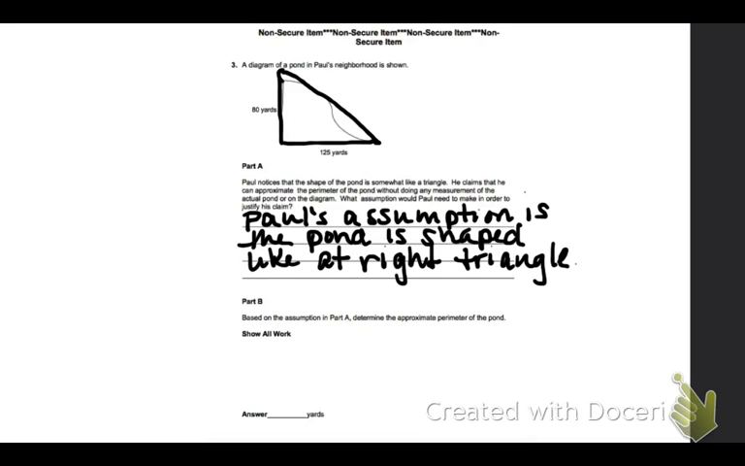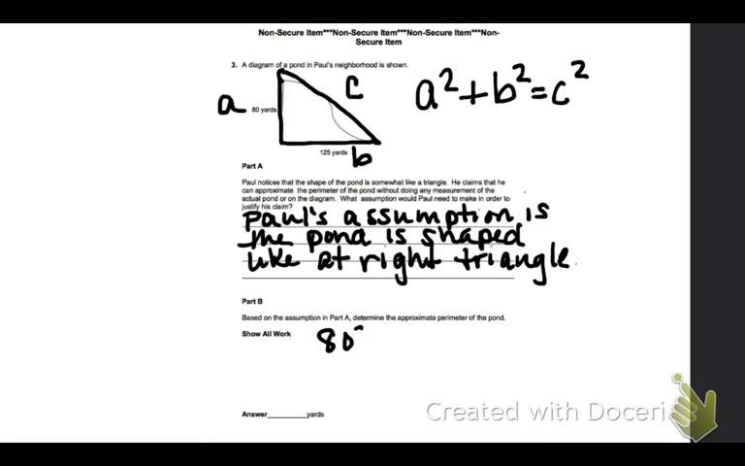Okay, so using the Pythagorean theorem, which is a squared plus b squared, if you had enough room, you could even write that Paul's going to use the Pythagorean theorem. Remember, our hypotenuse is the c, the longest side, and our legs are a and b, and those are interchangeable. So I'm going to go ahead and show my work here. So 80 squared plus 125 squared equals c squared. Go ahead and substitute my numbers in.